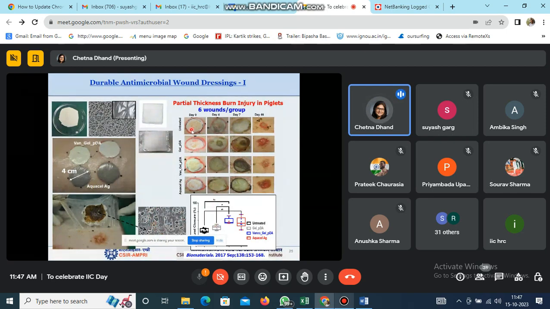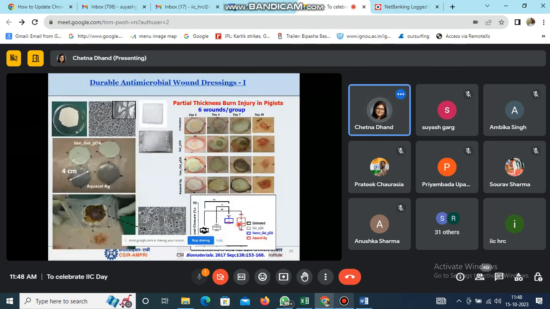This is basically the progression, the treatment or the healing of the wound. You can see that after day 46, the wound is quite dry and quite healed. If we see the graph, you can see that the wound closure with vancomycin is much better as compared to the silver based wound dressing material. So that means these dressings, if not better, are performing equally well as the silver based dressing which is in the market.